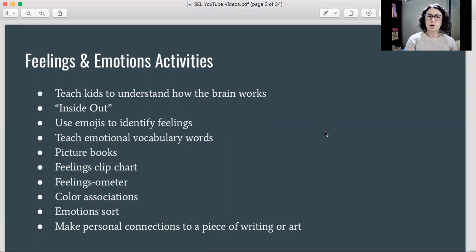And you can find emotional vocabulary word lists on the internet. You can just be more aware of it when you're teaching your kids or your students or asking them questions. How do you feel? Fine. Oh, okay. Well, that doesn't really tell us much, right? So let's go deeper.